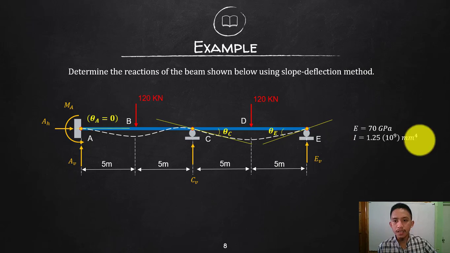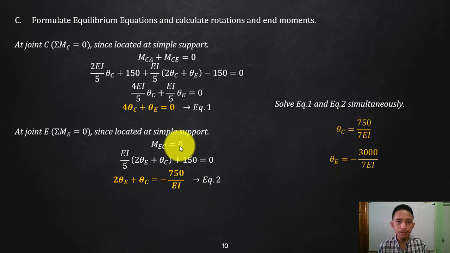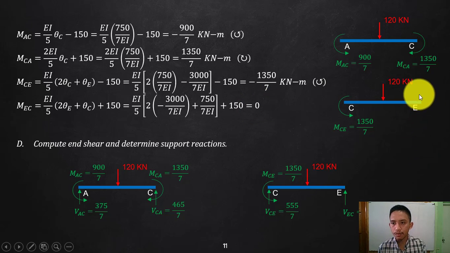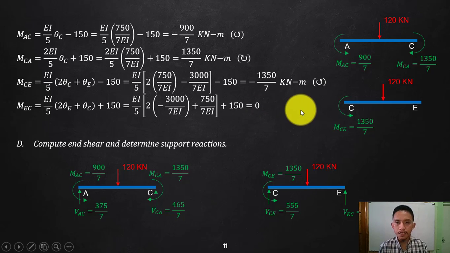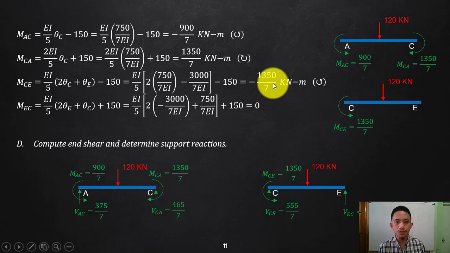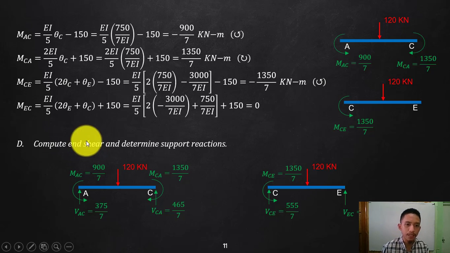Again, as I've explained, it is already terminated at point A, and that is not fixed support, so there should be no moment here. Okay, and we ended up 0 with that, so we are good to go because that is true. Moment at point E should be 0. So I will not be writing there any moments. Next step, we already have your end moments, which is actually what we need for the solution and solving of your reactions. So compute end shear and determine support reaction. That is the last step that we will be doing.